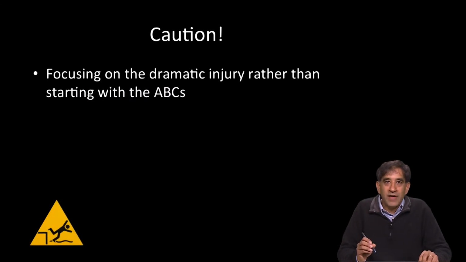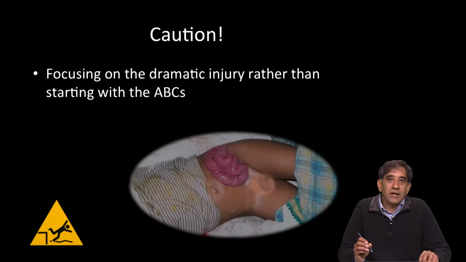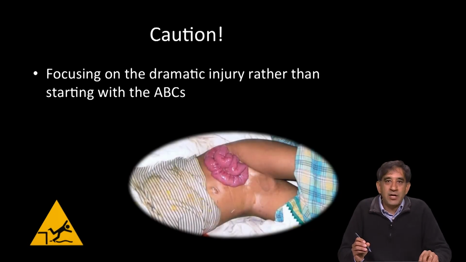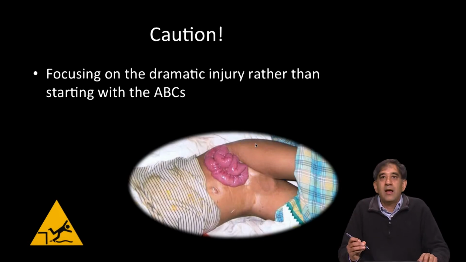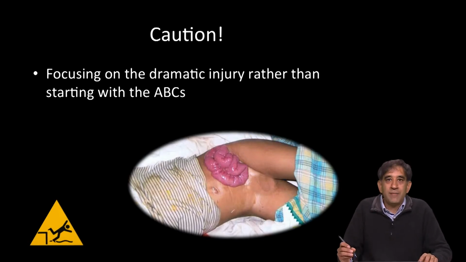An example of that would be something like this. You come upon a patient and you notice that there is an evisceration, and obviously that's very dramatic. However, that isn't going to kill the patient immediately. And so our focus is on those potentially life-threatening conditions that affect the ABCs. We address them first and then later on address additional conditions such as this patient's evisceration.